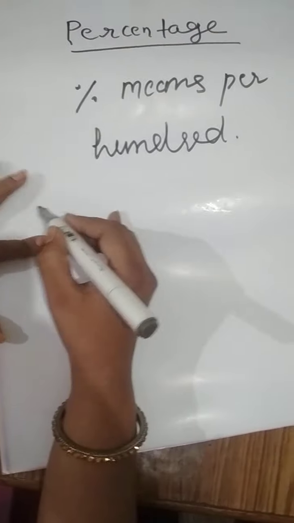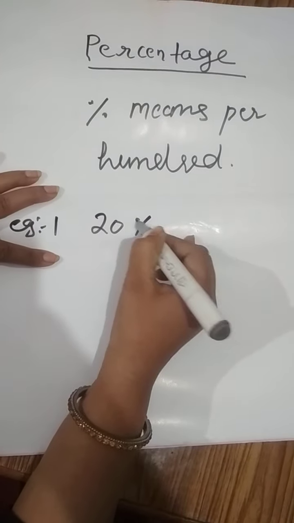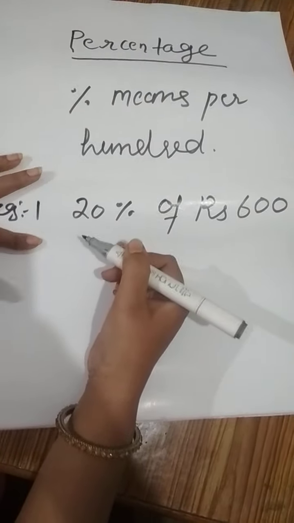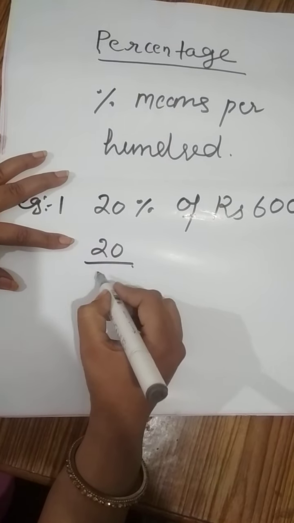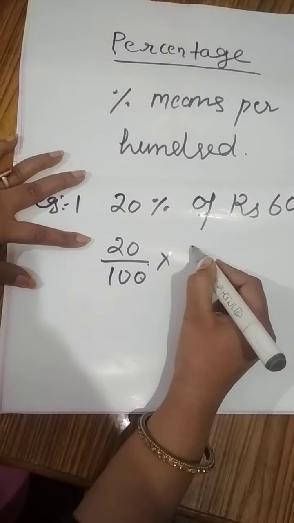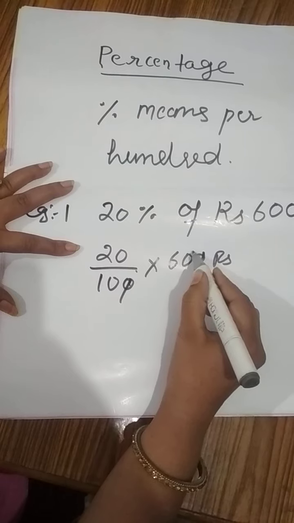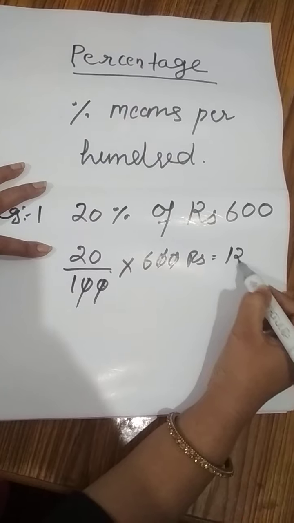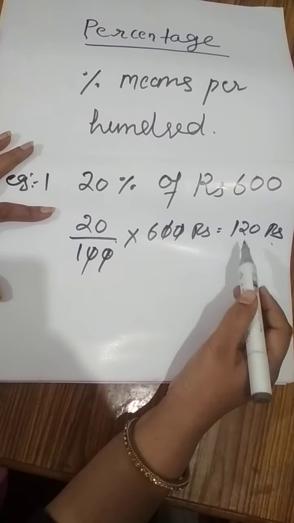If I ask you to find 20% of rupees 600, then how can you find it? 20% means, percent means per 100. So 20 upon 100 into 600 rupees. The zeros are going to be cancelled. What do you get? 20 into 6, that is 120 rupees. So 20% of 600 rupees is equal to 120 rupees.